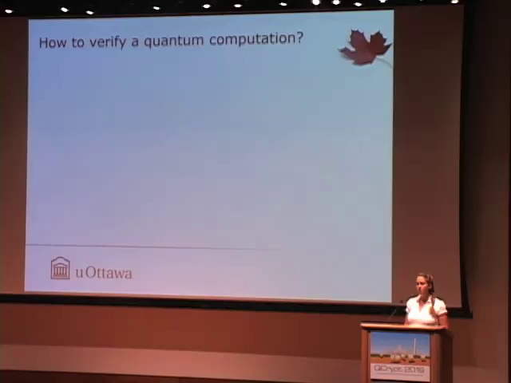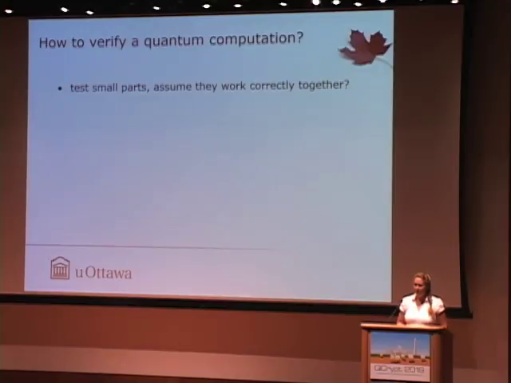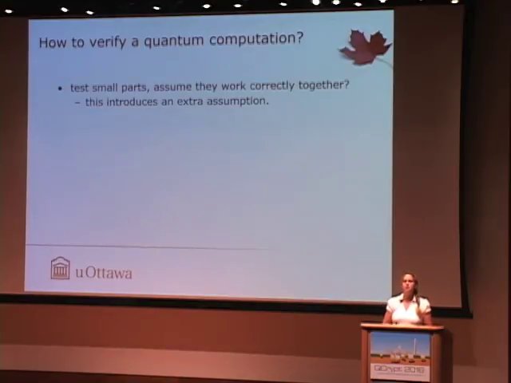Okay, so if you're wondering how we can possibly verify a quantum computation, some solutions that you may come up with are to test small parts and to assume that they work correctly when you put them together. Right? So maybe you test little parts, and those are reasonable. You can simulate them efficiently, and then you assume that when you put the whole computer together, the behavior remains the same. Well, this is an extra assumption, namely that the behavior remains the same when you put the pieces together. So we don't want to make that assumption.